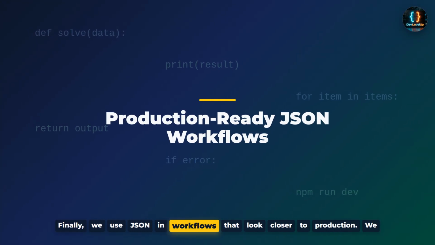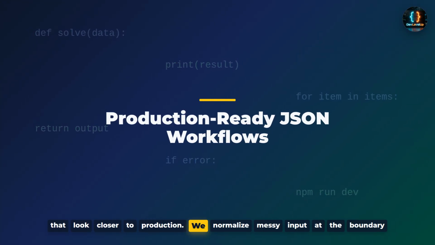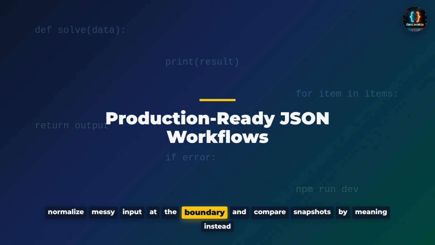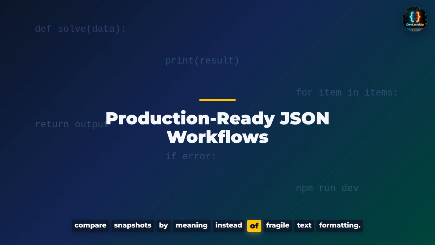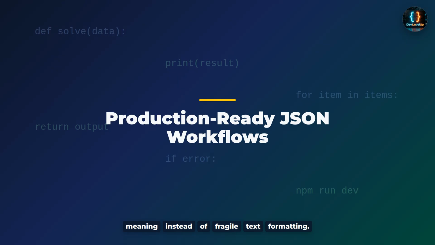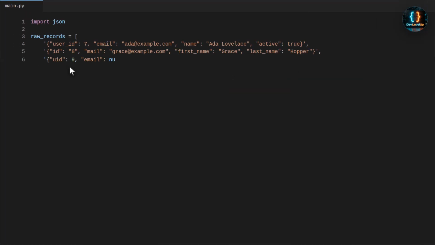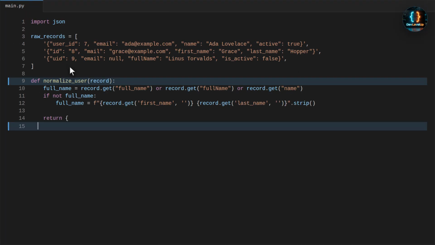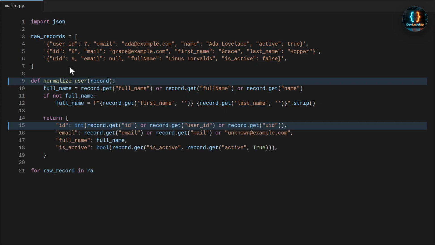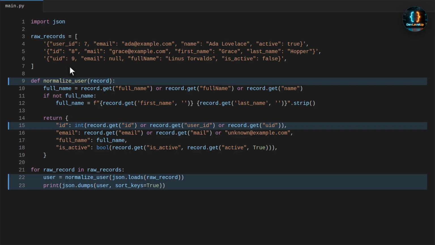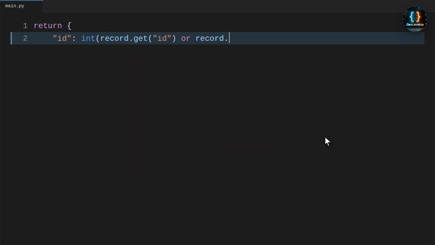Finally, we use JSON in workflows that look closer to production. We normalize messy input at the boundary and compare snapshots by meaning instead of fragile text formatting. Pipelines often receive user data from several sources, and each source names fields a little differently. Here we parse mixed records, normalize them into one internal shape, and run the script to print clean JSON lines for storage.